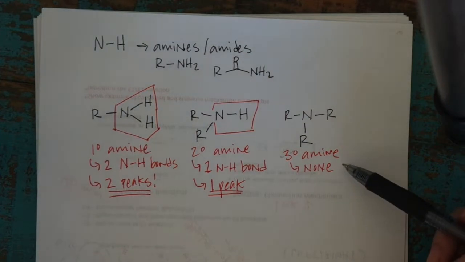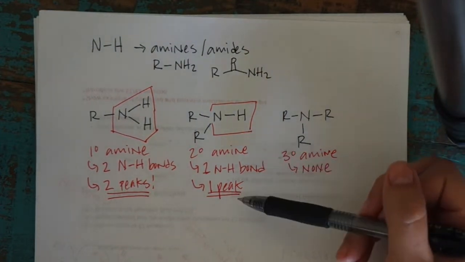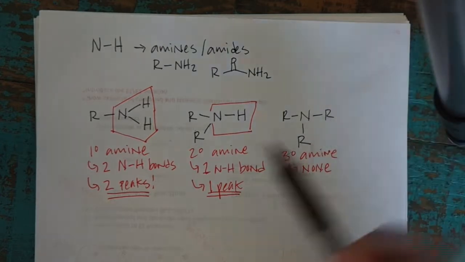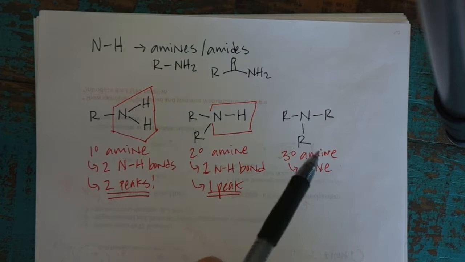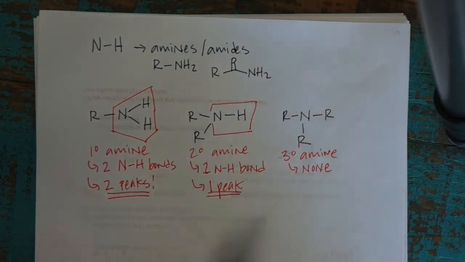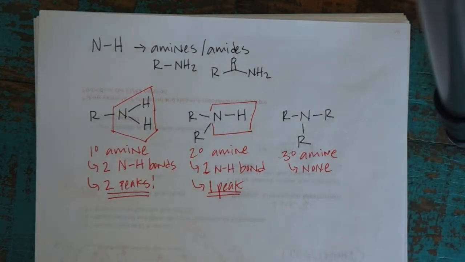Of course, tertiary amines, you might have one of those. You won't actually see any NH peaks, but that doesn't mean you don't have an amine. It just means you don't have a primary or secondary amine. There's always a possibility that you have a tertiary amine. And so you have to look for other types of evidence to sort that out.